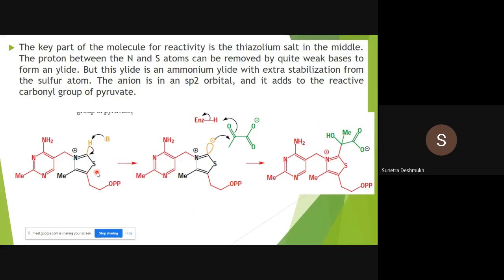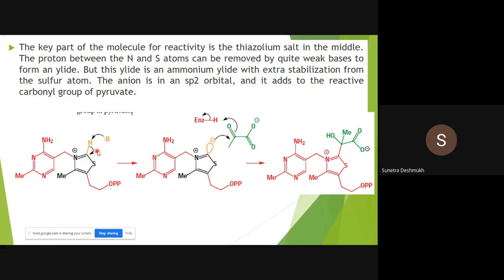In the middle, the proton between nitrogen and sulfur can be removed by quite weak bases to form an ylide. We are quite familiar with ylides. Ylide means carbon and a heteroatom adjacent to each other, in which the carbon possesses a negative charge and the heteroatom possesses a positive charge. So here we have created an ylide in this thiazolium moiety.